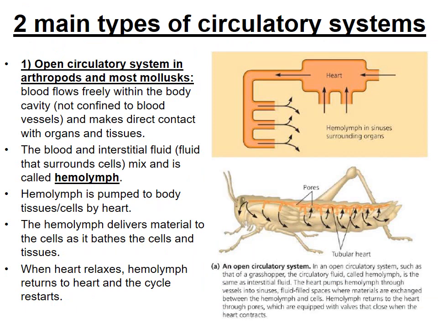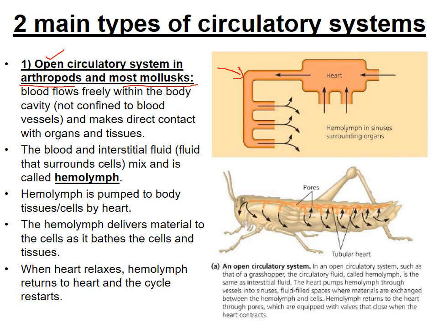So before we go into the full detail of our circulatory system, I want to discuss two main types of circulatory systems that exist. There's an open circulatory system and a closed circulatory system. We'll start with the open circulatory system. You're going to see that in arthropods and most mollusks as well. The blood in open circulatory systems is not confined to vessels.